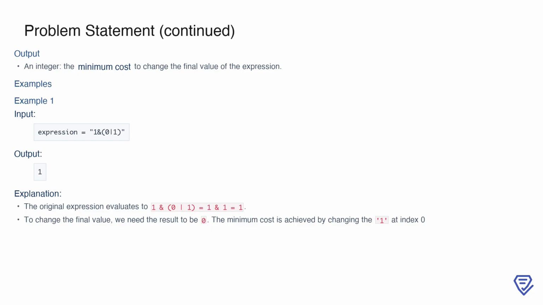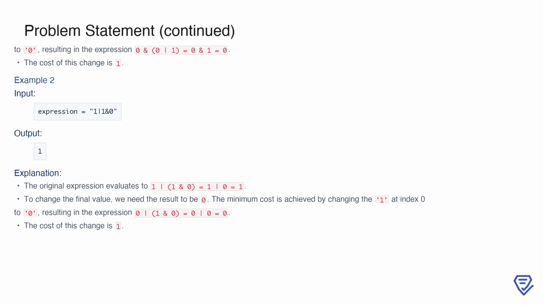Suppose the input expression is 1&(0|1). When evaluated, the expression results in 1 and (0 or 1), which simplifies to 1 and 1, finally giving the value 1. If we want to change the final result of the expression to 0, we need to make some modifications. The minimum cost in this case is achieved by changing the 1 at index 0 to 0. This results in the modified expression 0&(0|1), which evaluates to 0 and 1, resulting in 0. The cost of this change is 1, which is the output.